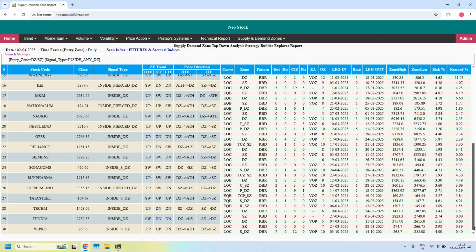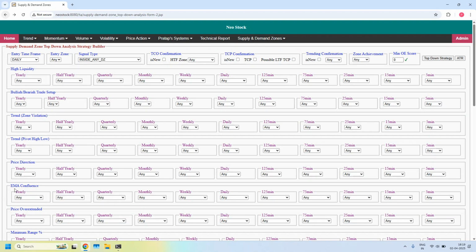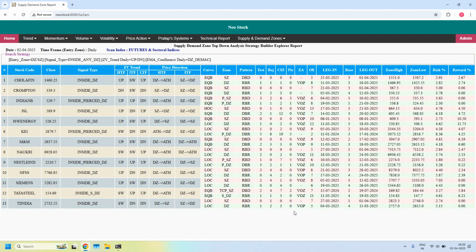We can further filter this list based on daily demand zones having daily EMA confluence, and also trend on the daily should not be sideways. It can be up or down. Now the list has come down to 13 stocks. These 13 daily demand zones are having daily EMA confluence, and also current price closed inside these daily demand zones.